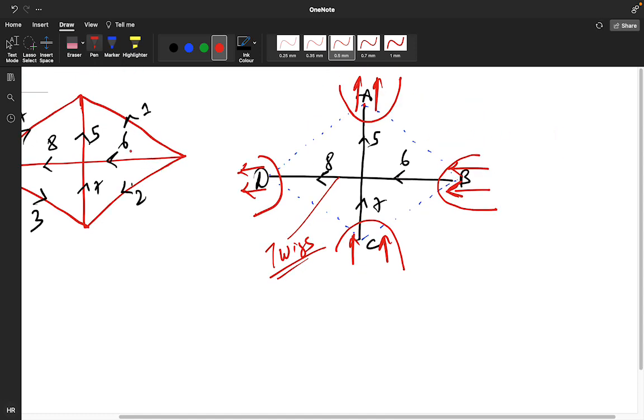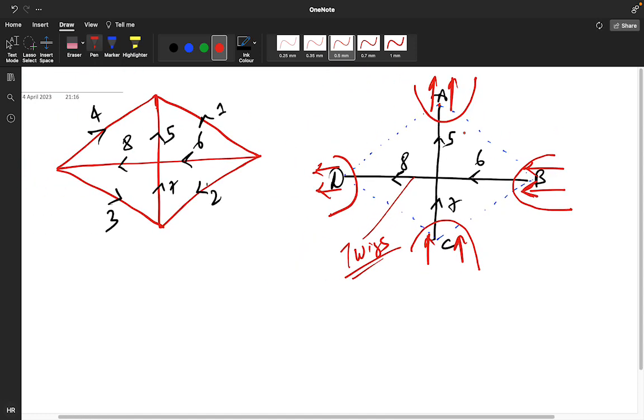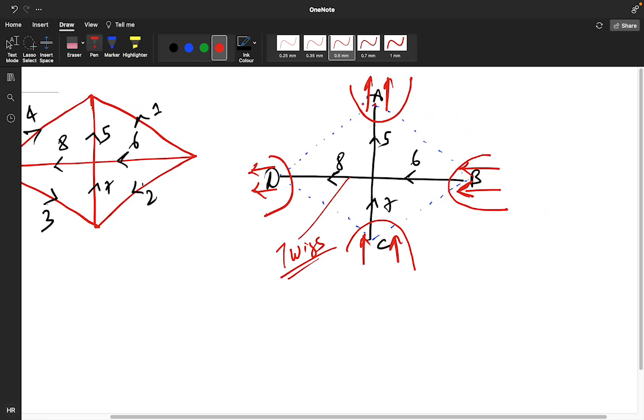First, draw the tree, make the dotted lines, and at nodes, this is my first twig, this is my second twig, this is my third twig, this is my fourth twig. I am creating the cut sets. And in cut sets, you need to follow the directions of the twigs. So at A, it's following the 5th branch. At B, it's following the 6th branch. And at C, it's following the 7th branch. And at D, it's following the 8th branch.